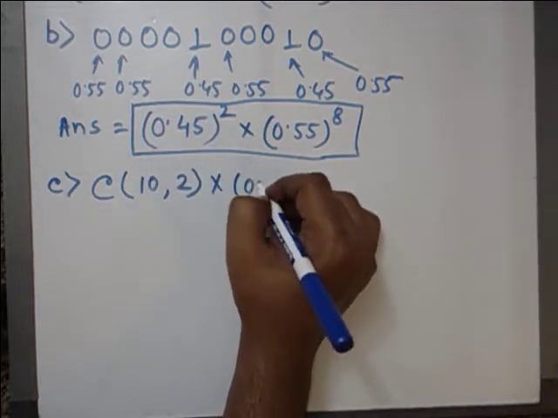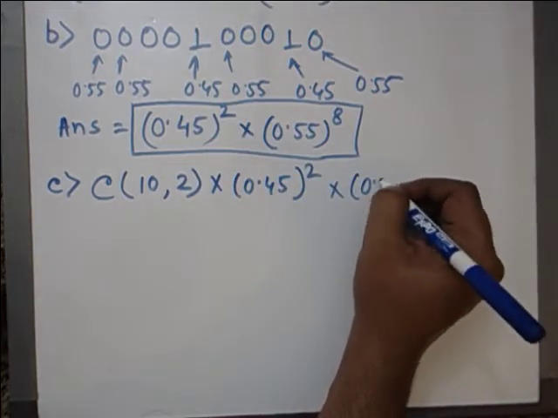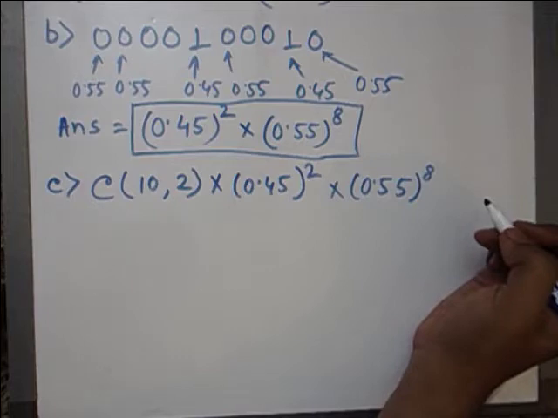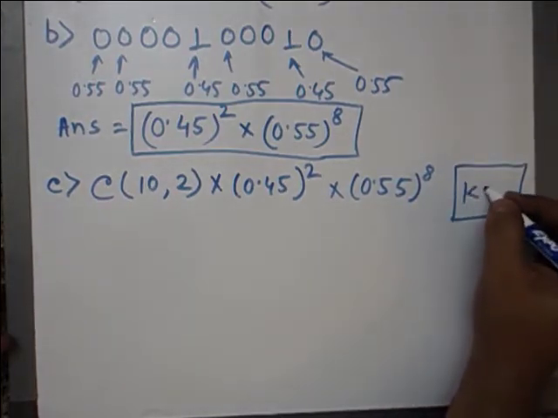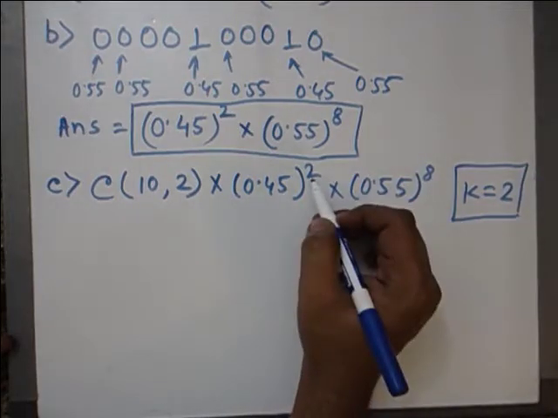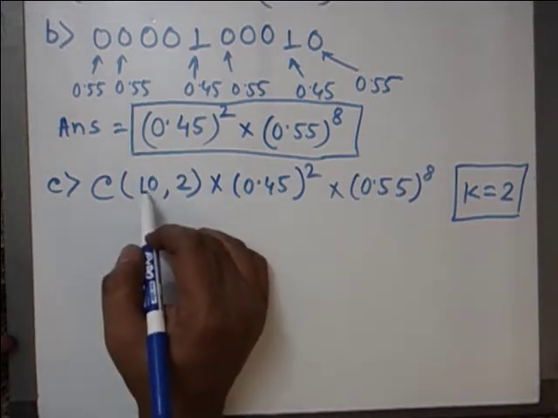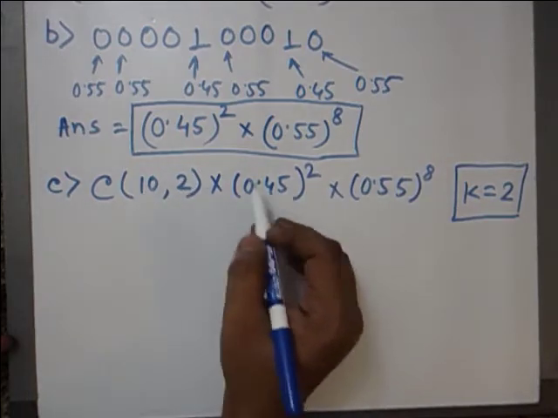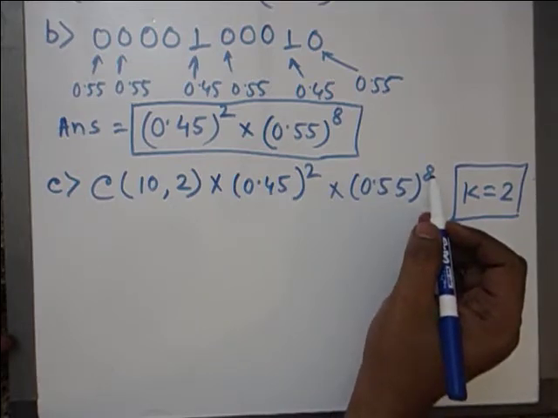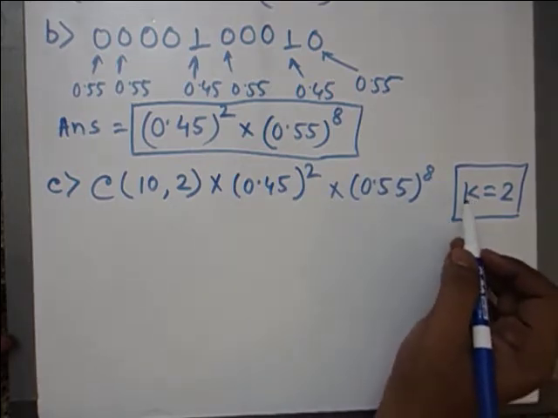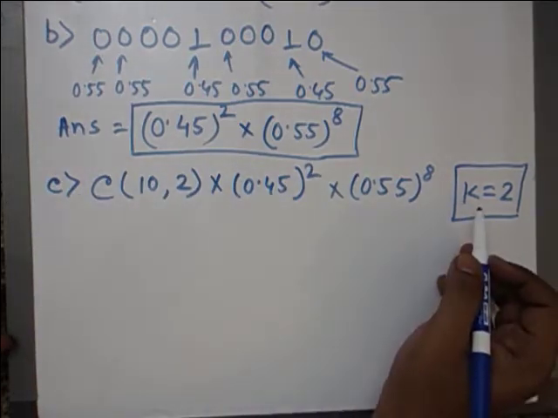So 0.45 squared times 0.55 to the power 8. So for this problem you used k equal to 2. So this is your value of k. If you compare with the formula, n choose k, p to the power k, 1 minus p to the power n minus k, if you know the value of n, k and p, you can easily solve this formula.